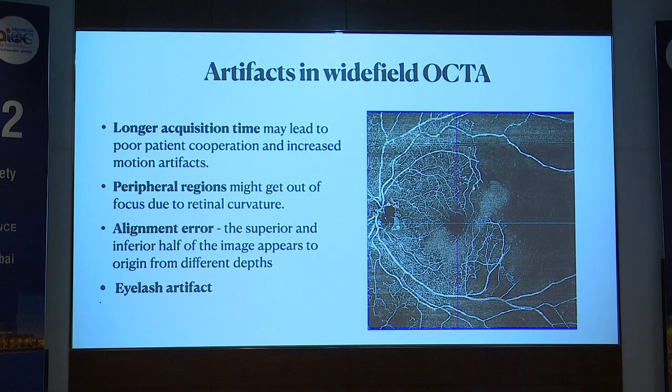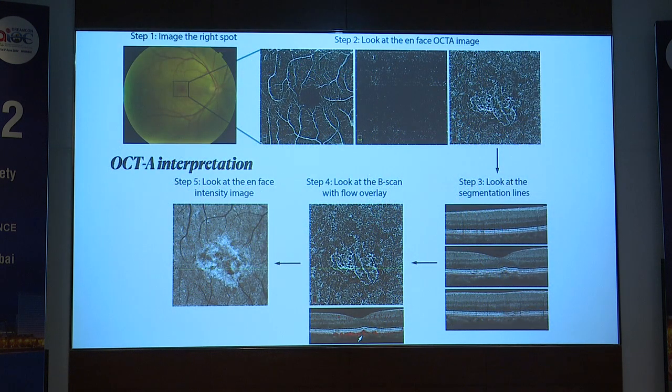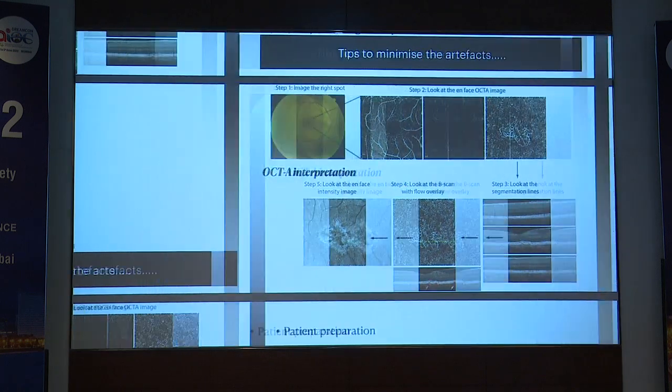It's important to know that these artifacts do exist, and the way you should do an OCTA interpretation is: image the right spot, what you want to actually see, then look at the en face OCTA image, look at the segmentation lines, whether the segmentation has been done correctly, look at the B-scan with the flow overlay, and then finally look at the intensity map so that there is no shadowing.